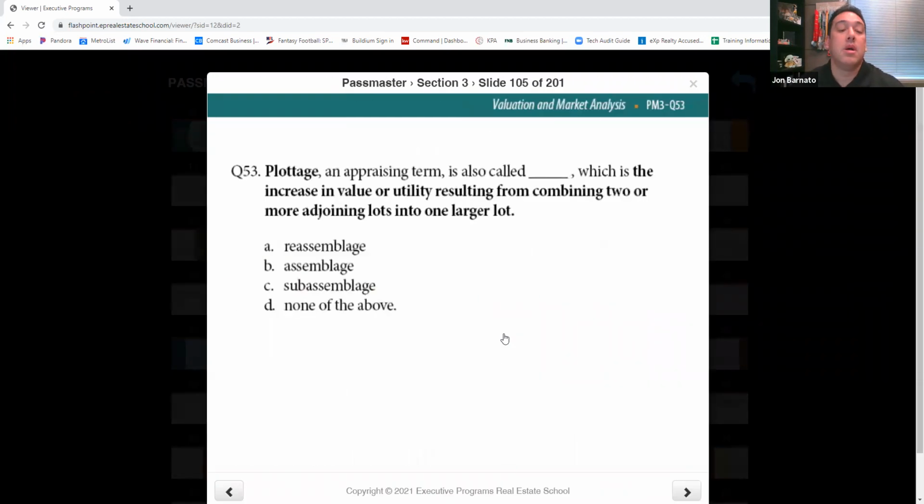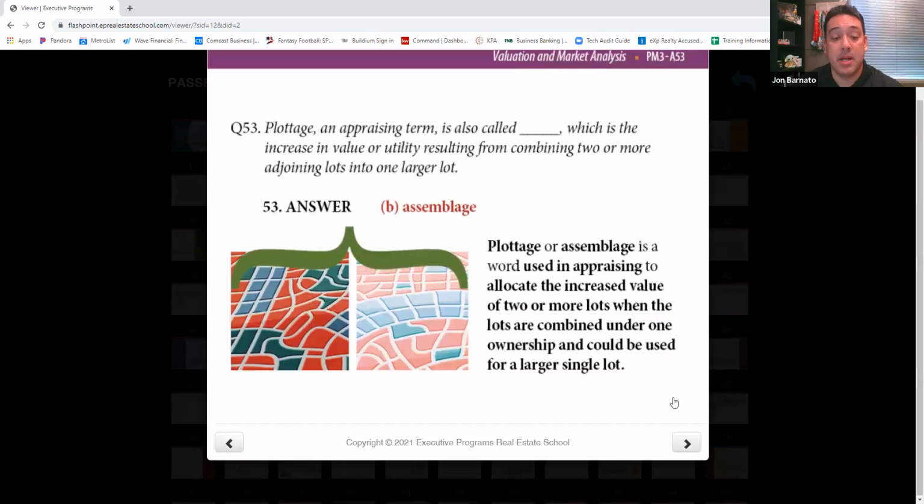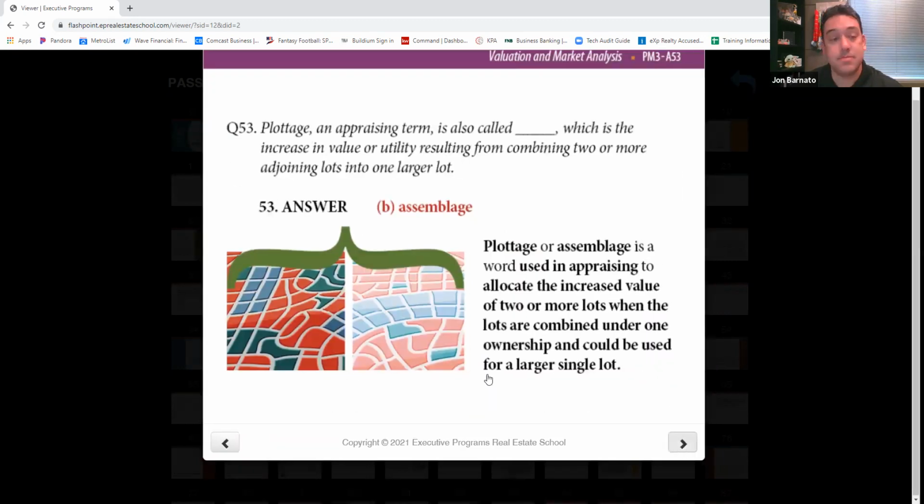Right? Plottage is an appraising term that's also called blank, which is the increase in value of utility resulting from combining two or more adjoining lots into one bigger lot. B. Correct, assemblage. Very good, very good.